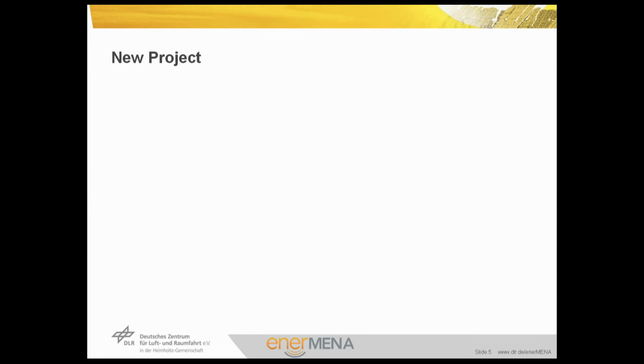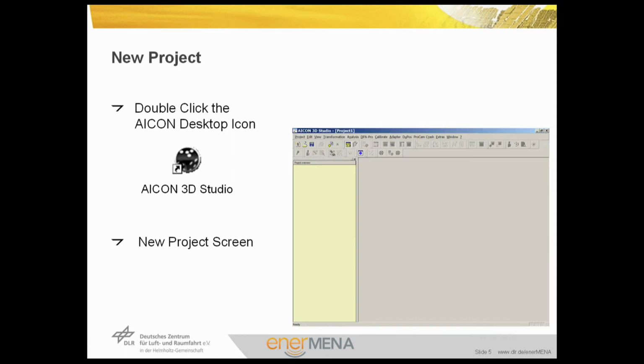When we have finished the image acquisition and we want to start with the evaluation, which means to obtain the 3D coordinates from the images, we must start a new project. When the hard lock dongle is valid and connected to the computer, we can double-click the AICON 3D Studio icon on the desktop and we will see a new project screen, as we see here on the right.